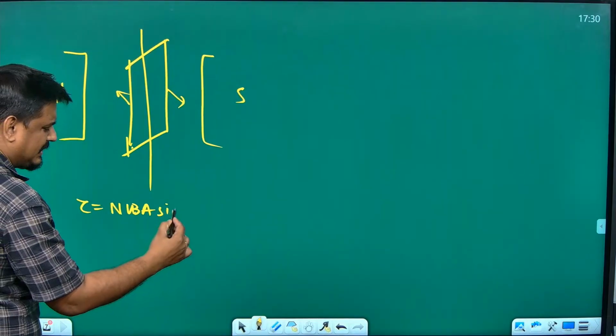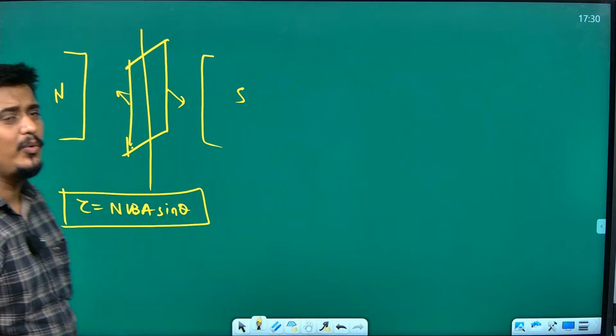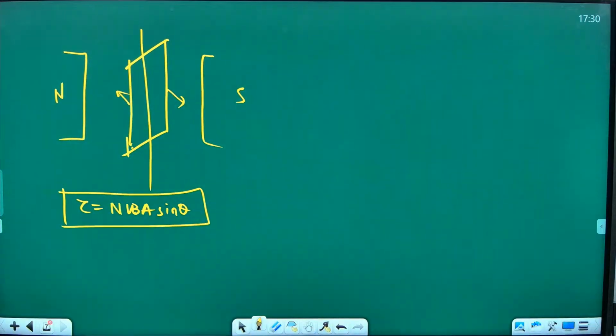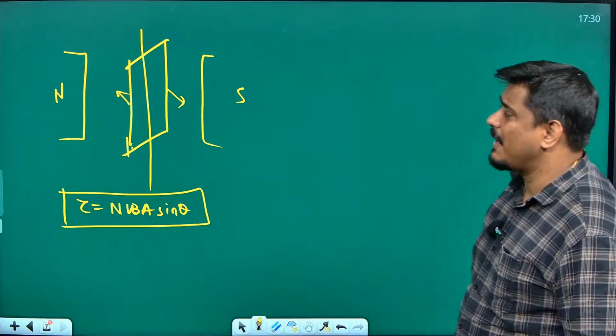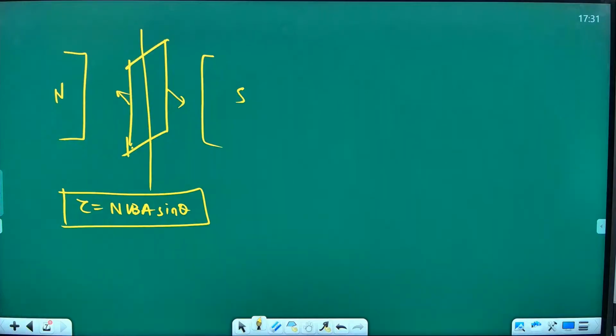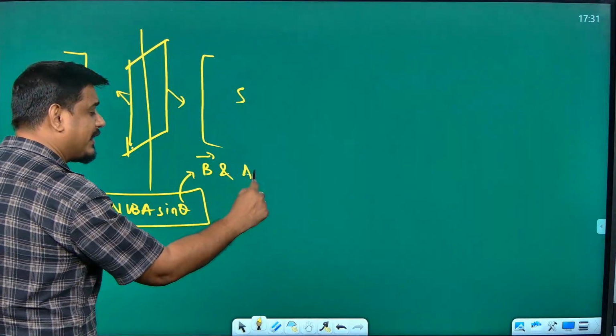NIBA sine theta. This is the formula of torque on a current carrying loop kept in magnetic field. N is number of turns, I is the current flowing in the loop, B is the magnetic field existing, A is the area of the loop, and remember theta. Theta is the angle made between the magnetic field and area vector. Never forget that.